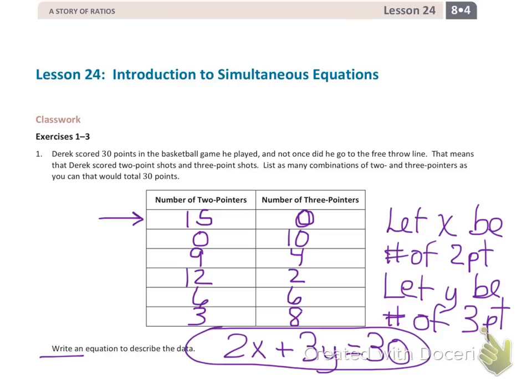We would have 2 times the number of 2-pointers, or 2 times X. Add that to 3 times Y, and we want that to equal 30. So there is the equation that would describe this data right here. And we can see that there are several possibilities for solutions to this equation. Okay? All right, so let's look at exercise 2 now.